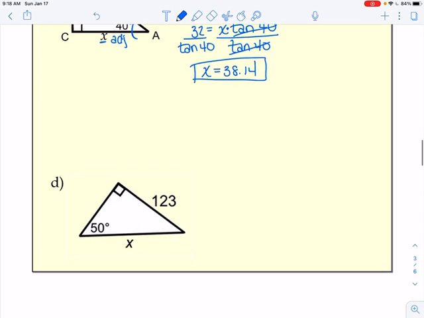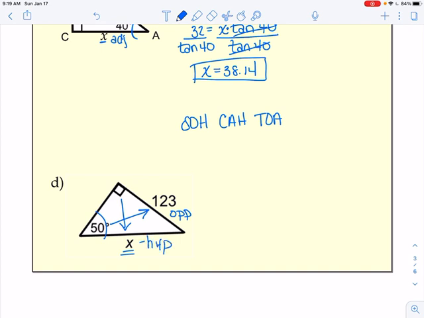For part D, again, we have everything in relation to our 50 here. Again, let me write SOHCAHTOA. The more times you write it, the more likely you are to remember it. And again, the easier it's going to be to use. So in relation to 50, that 123 is directly opposite the 50. And the x, be careful, that is not adjacent. It can't be adjacent because it's the side across from your right angle. It has to be the hypotenuse.